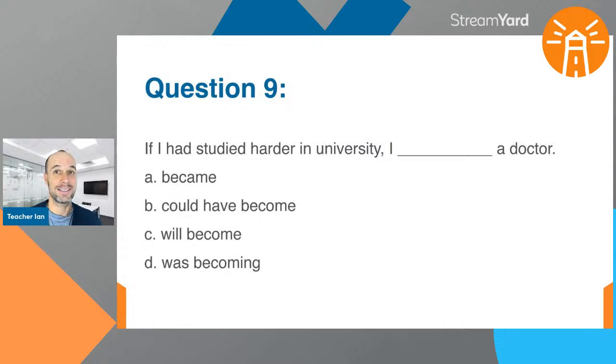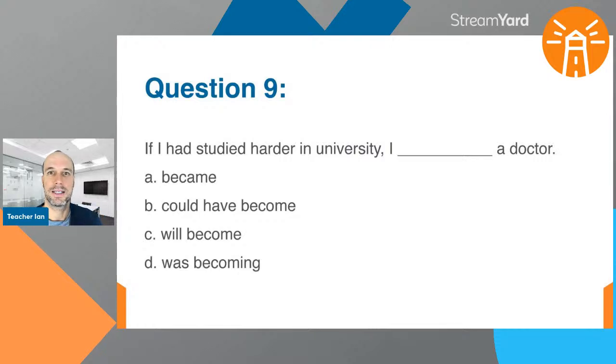If I had studied harder in university, a doctor. I didn't study very hard in university. Sorry about that. But what would it be? I became a doctor, I could have become a doctor, I will become a doctor, or I was becoming a doctor.